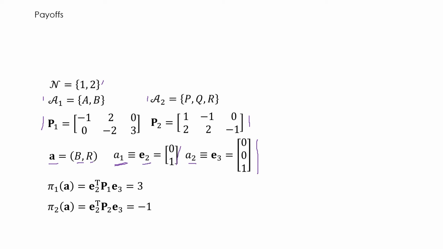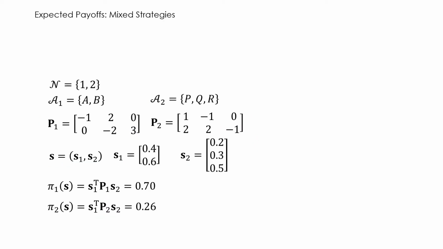Now, don't get confused with this notation. I'm using this E2, E3 to denote which position the 1 is in, just to be compatible with my other courses. Anyway, so the payoff for this joint action, the payoff of agent 1 is E2 transpose P1 E3, which is 3, and the payoff of the other agent likewise is you replace P1 with agent 2's payoff P2, and that's -1. It's actually this 3 and -1 here.